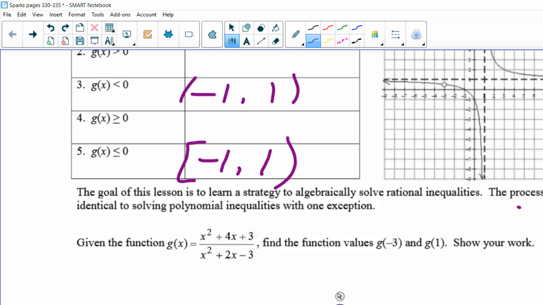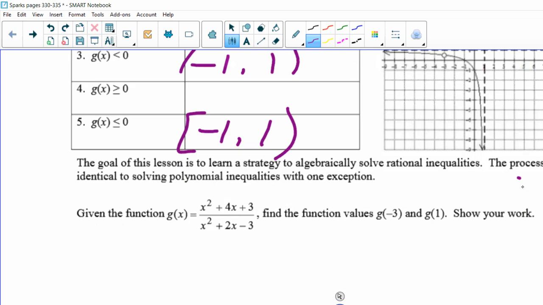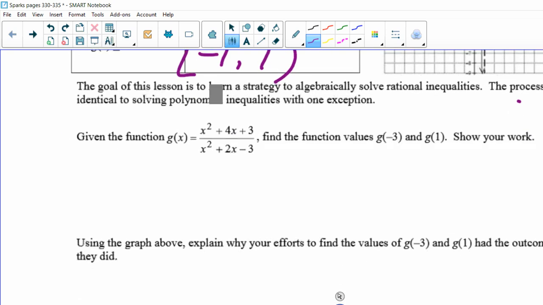The goal of this lesson is to learn a strategy to algebraically solve rational inequalities. How can I find these answers that we put in this table without looking at the graph? That's what we're going to try to figure out. The process is identical to solving polynomial inequalities with one exception: in the polynomials we didn't have a denominator. So all we have to do is deal with the denominator. That's the only thing different.